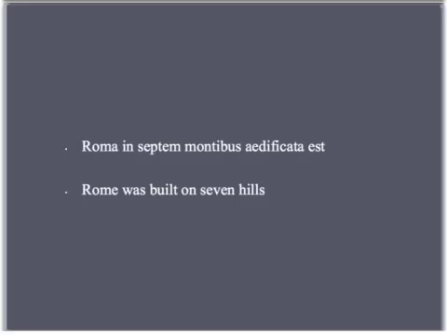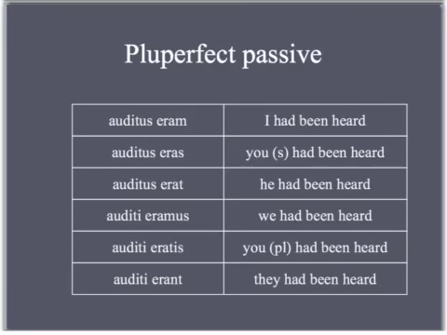Let's look now at the next one. The pluperfect passive. Auditus eram, I had been heard. Auditus eras, you had been heard. Auditus erat, he had been heard. Auditi eramus, we had been heard. Auditi eratis, you plural had been heard. And last of all, auditi erant, they had been heard.